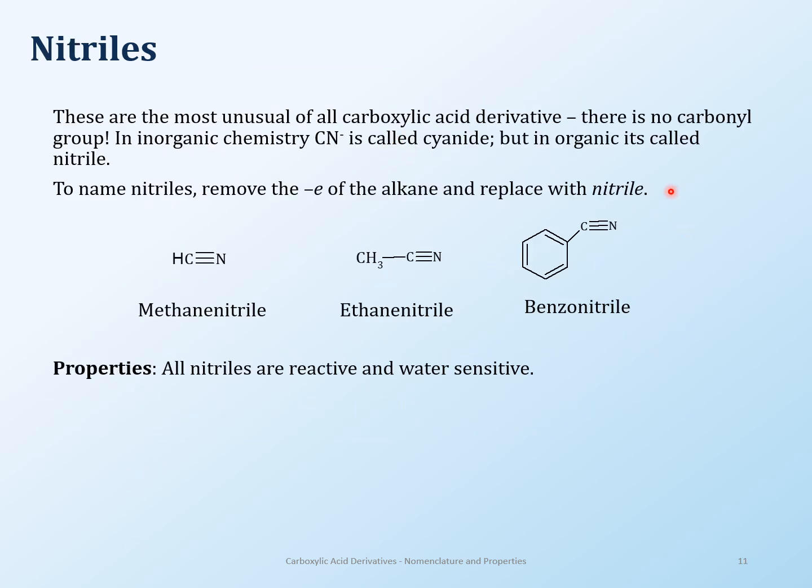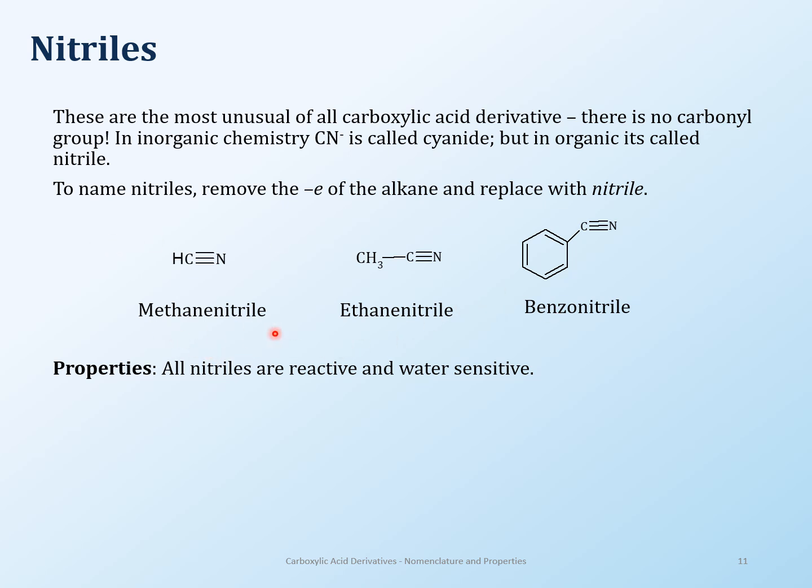And finally, nitriles. I call the nitriles the stepchild here because they look very different. They're like the black sheep of the family. They have no carbonyl, but they are counted as a carboxylic acid derivative. But that's all right, we can live with that, right? So in any case, their nomenclature is very straightforward.